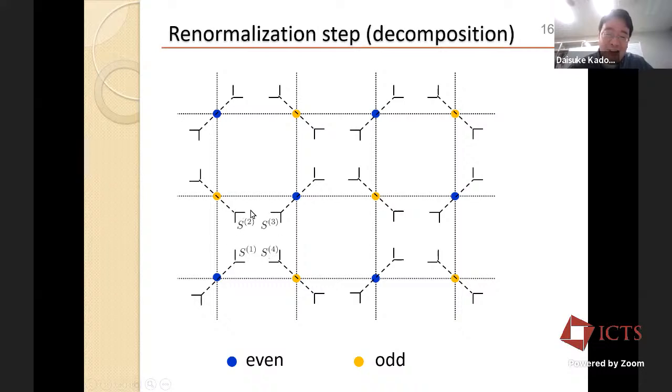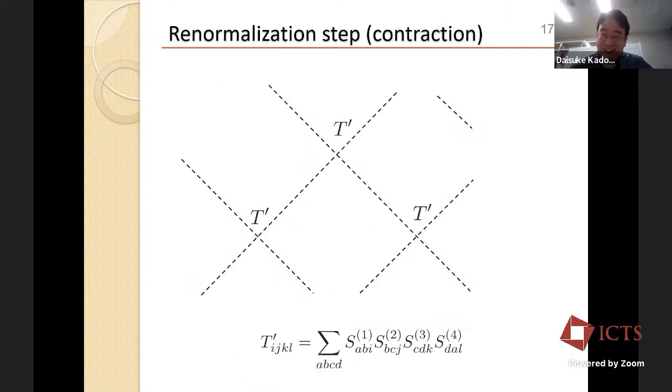These internal links can be contracted by the Grassmann contraction rule. So this denormalized tensor T prime can also be given by a Grassmann tensor.